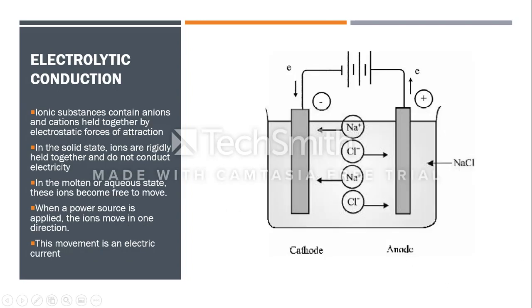For electrolytic conduction now, we have our electrolyte, which is the liquid that we are testing. Now, ionic substances have anions and cations, which are also called charged ions. So as you see here, your sodium is a cation, or a positively charged cation. Chlorine is negatively charged, right?